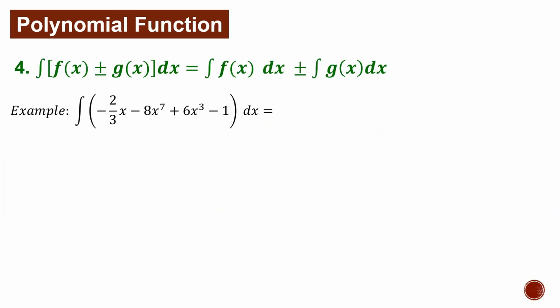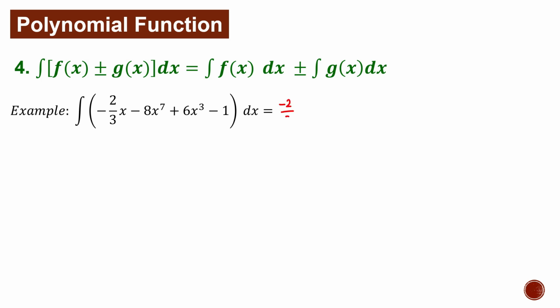Okay, let's go to the fourth theorem. So here this simply means that we can actually separate each term in a given polynomial function. So we are actually now at polynomial functions, and this fourth theorem is very applicable for our example. Okay, but we will apply that third theorem here. So I'm going to write this one first.